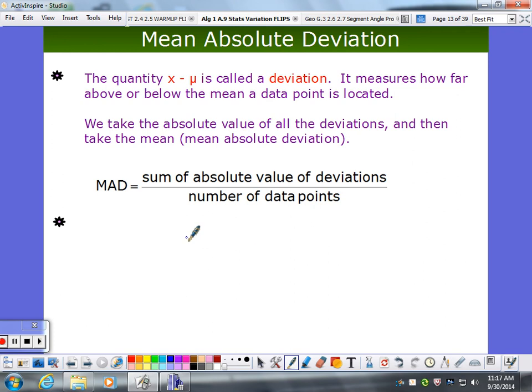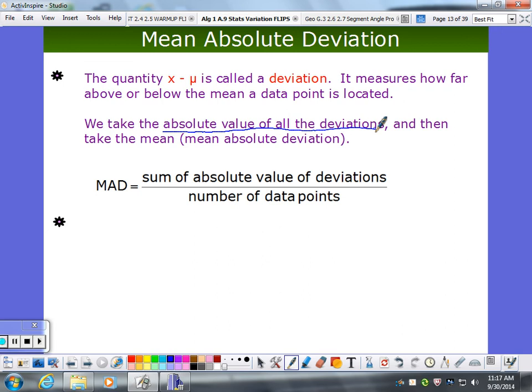This is a formula for it, and I put it in words. So x minus mu is my deviation. How far above or below the mean is the data point? So we take the absolute value of all deviations. Why do I take the absolute value again? What happens if I didn't take the absolute value of those distances? It gets to be 0, not helpful.